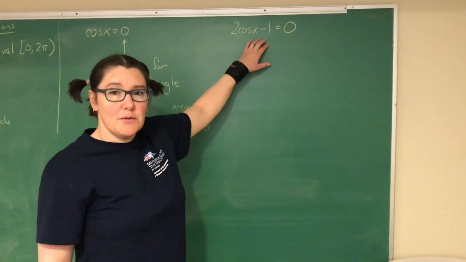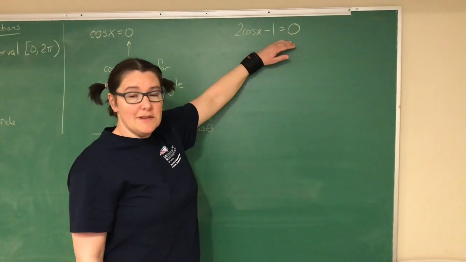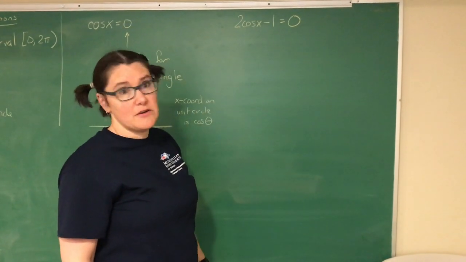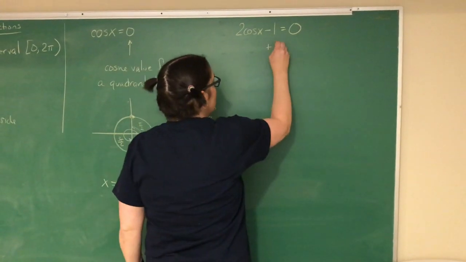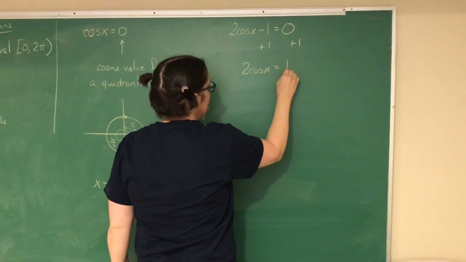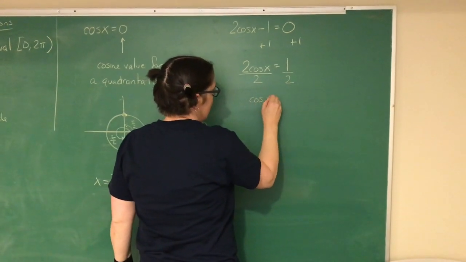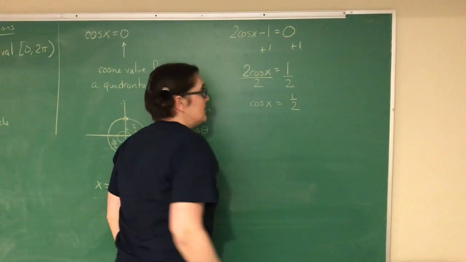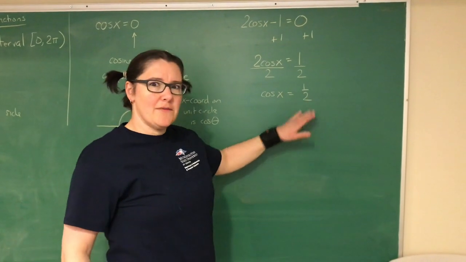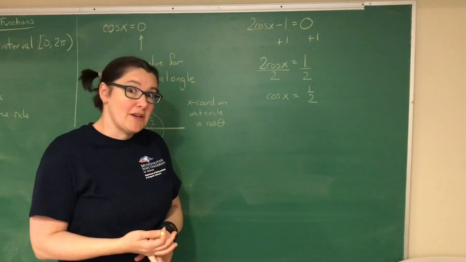So looking at this equation and kind of looking at it with new eyes, this portion of our equation is linear. And so my strategy here is to isolate that cosine of x function. So I can do that by adding 1 to both sides. So I have 2 cosine of x equals 1. Divide both sides by 2, and I have cosine of x is equal to 1/2.